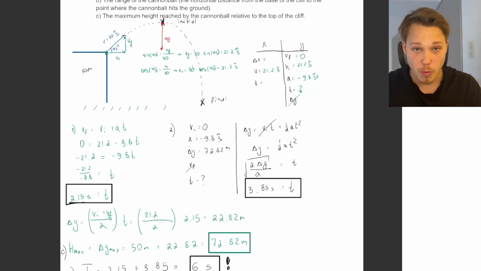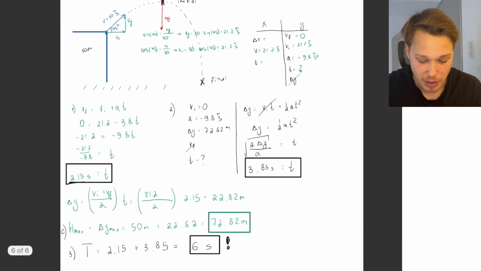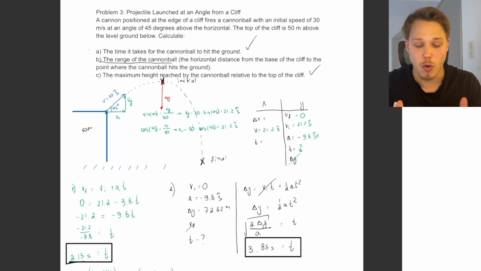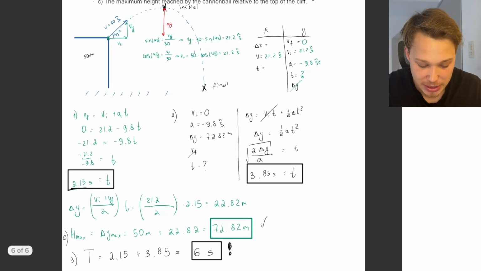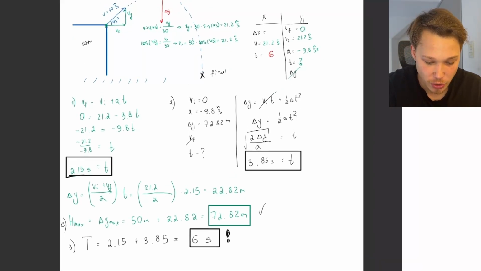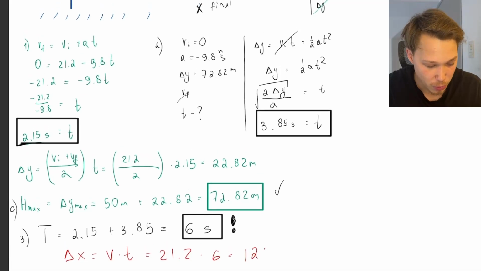Okay, we are almost done with this problem, right? Because we already calculated the maximum height over here as 72.8, and we have calculated the time. Now we just have to calculate the range of the cannonball. So that is, what is the horizontal distance? It's really easy since we know the total time is 6 seconds, we can calculate delta x. Just like we did in all the previous problems, delta x is equal to v times t. Our velocity is 21.2, our time is 6. So therefore, delta x is 127.2 meters.